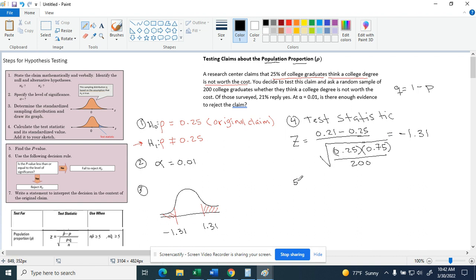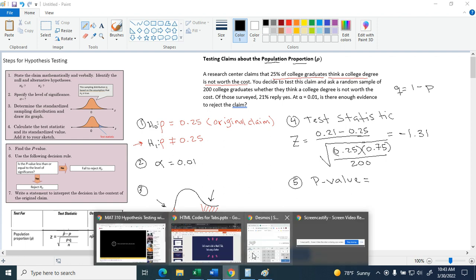Now, step number 5, if you look at the handout, or the steps, it says find the p-value. How do we find the p-value? The p-value is how much is shaded here. And how do we do that? We're going to use the normal calculator.